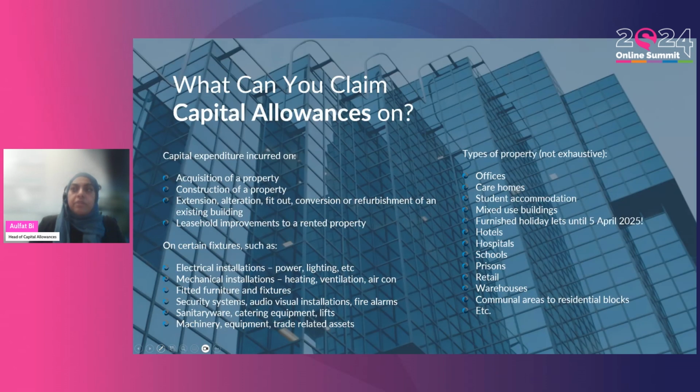Thought I'd give you a bit of an overview as to what you can claim capital allowances on. As I've mentioned, acquisition of properties in respect to fixtures, construction of property, and if you are incurring any expenditure on extending, developing, converting or fitting out an existing building, and also leasehold improvements to a rented property. So if you've gone into a new office and you need to do a fit out, you will be able to claim capital allowances on your fit out costs.